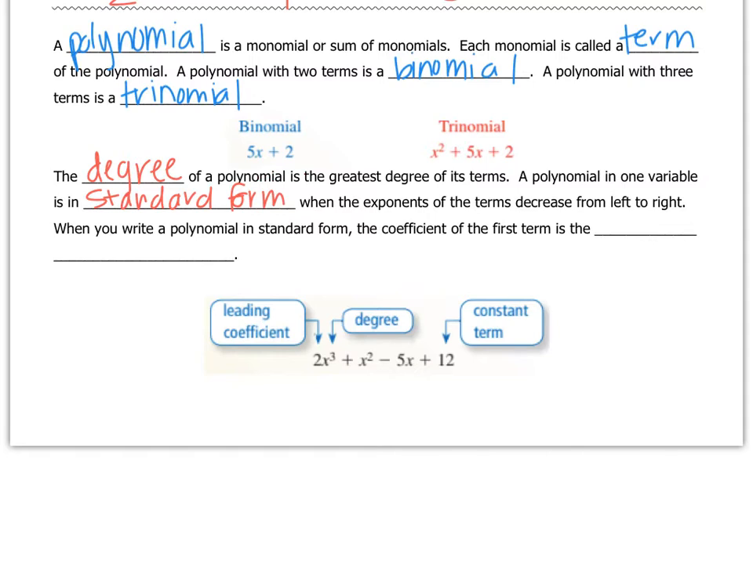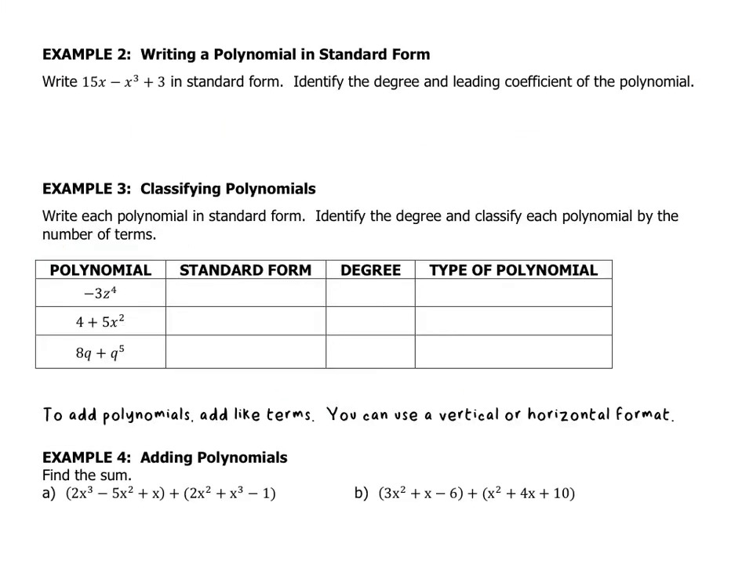When a polynomial is in standard form, then the coefficient in the very front has a special name. It's called the leading coefficient. And you can see an example down here. So let's just very quickly practice putting these polynomials in standard form.